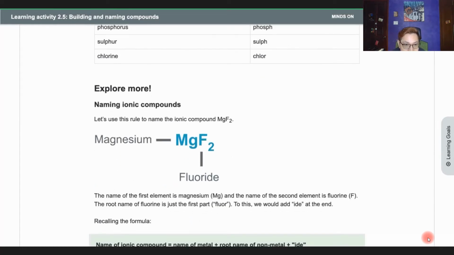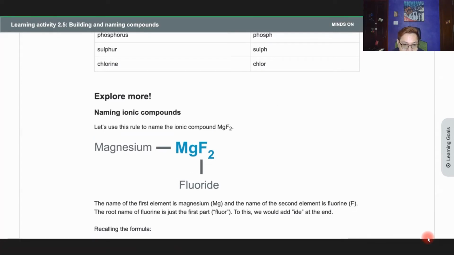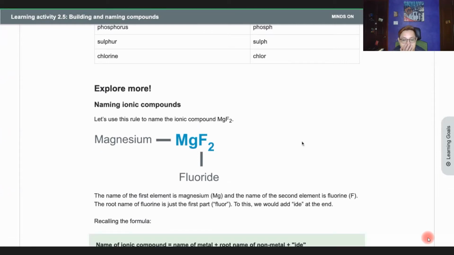Explore more naming ionic compounds. Let's use this rule to name the ionic compound MgF2. MgF2, magnesium fluoride. The name of the first element is magnesium, and the name of the second element is fluorine. The root name of fluorine is just the first part, fluor. To this, we add ide at the end.